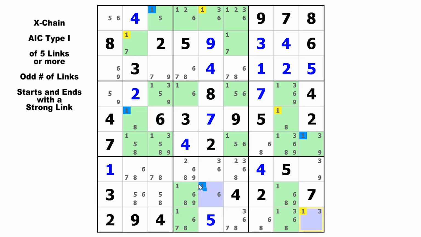So those are your 2 endpoints in those blue cells, and there are 2 candidate 1s that can see both of those endpoints, so you can eliminate both of those candidate 1s.